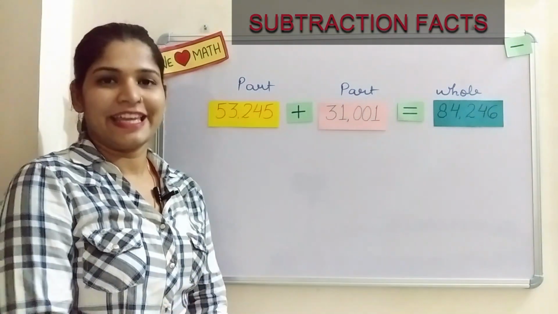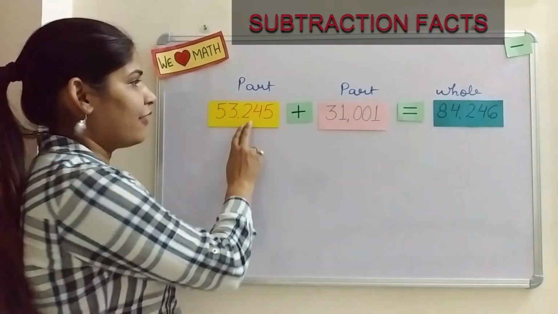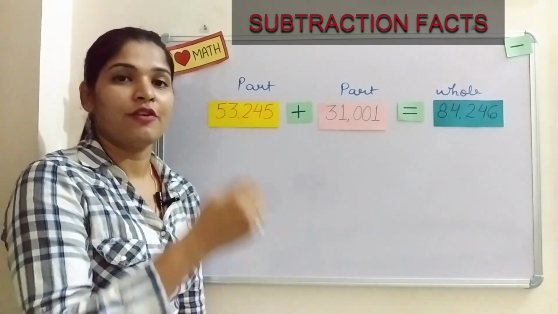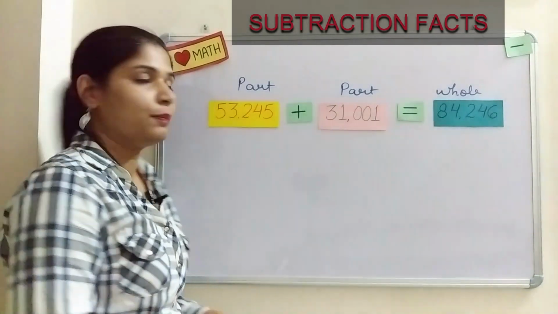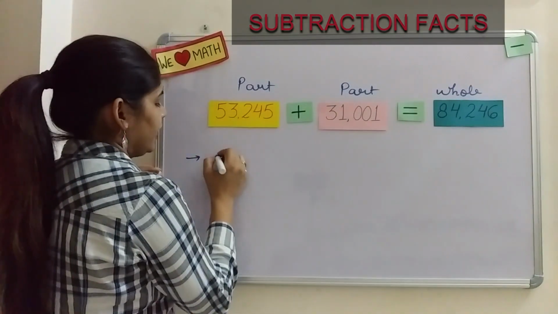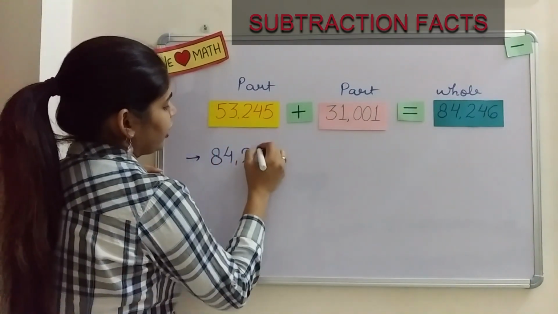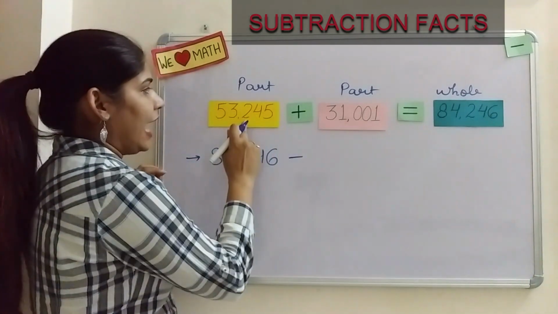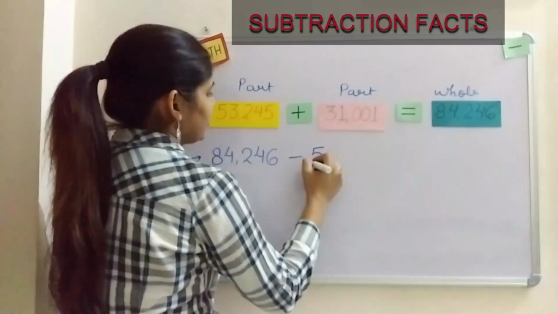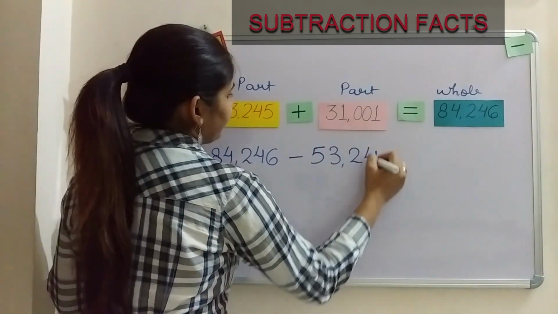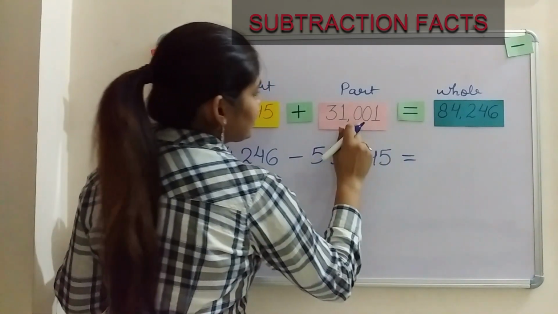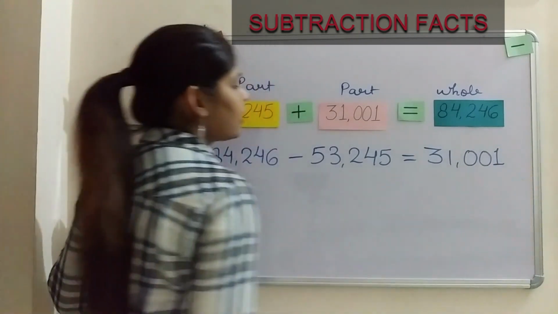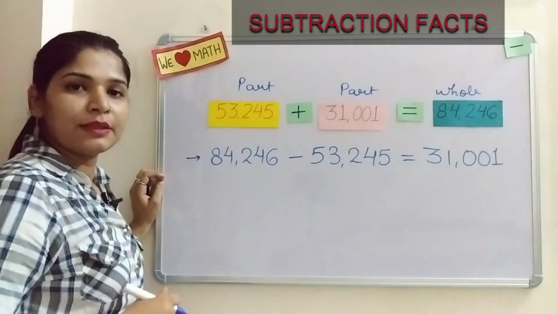So here I have the second example. In this example again we have two parts and one whole. So what we are going to do, children? Yes, first of all we are going to write down the whole, that is 84,246. Then we write down the subtraction symbol and then the first part, that is 53,245 equals the second part, 31,001. So this is the first subtraction fact.